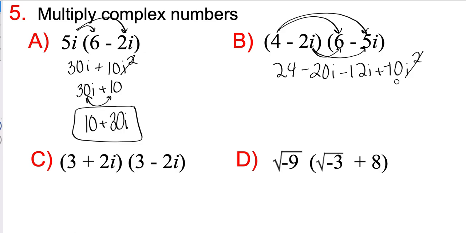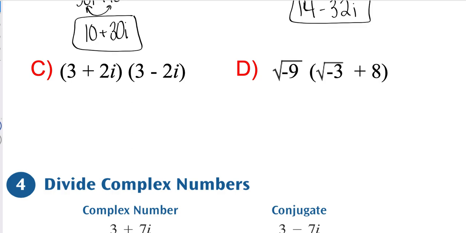So 24 minus 10, it's beneficial to do the real part first, so you don't have to switch things around. So 24 minus 10 is 14. And then negative 20i minus 12i is negative 32i. So we have 14 minus 32i. Okay? Big thing here, remember how to FOIL, and then change that i squared into a negative 1, add like terms, and then you're done.